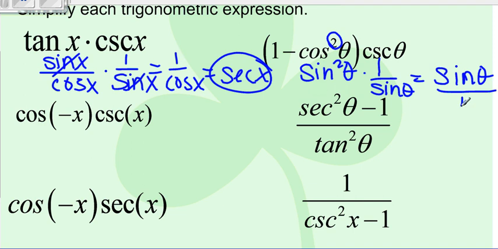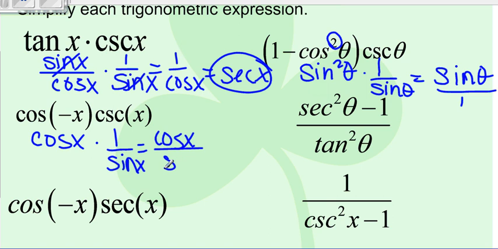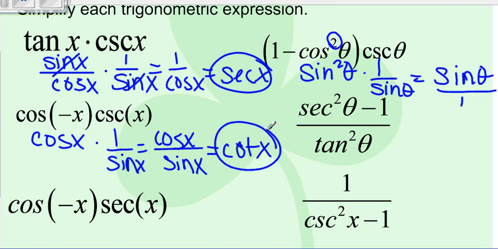Okay, and the last one I'm going to do with you is the cosine of negative x times the cosecant. Now remember, cosine is an even function, so that means the negative version and the positive are the same, so that's just cosine of x. Okay, and then we have cosecant, which is 1 over sine of x. So we have cosine of x over sine of x, and cosine over sine is cotangent of x. And that would be our final answer there.